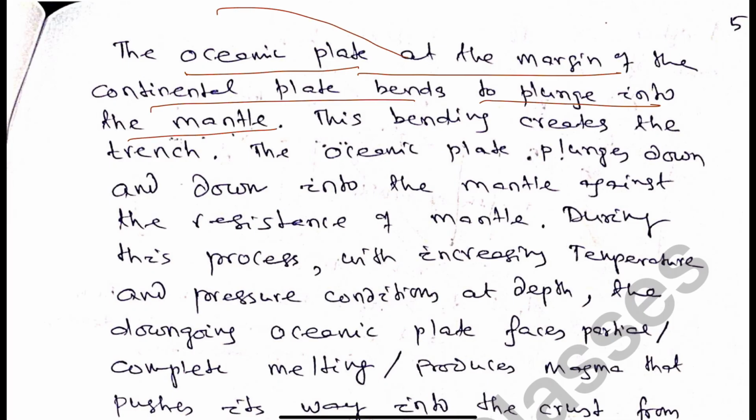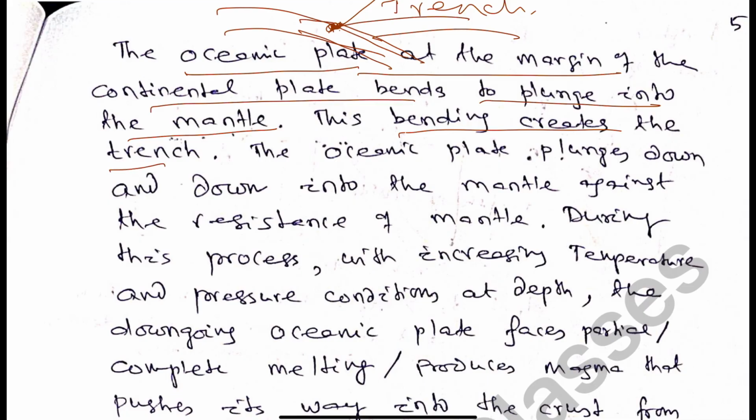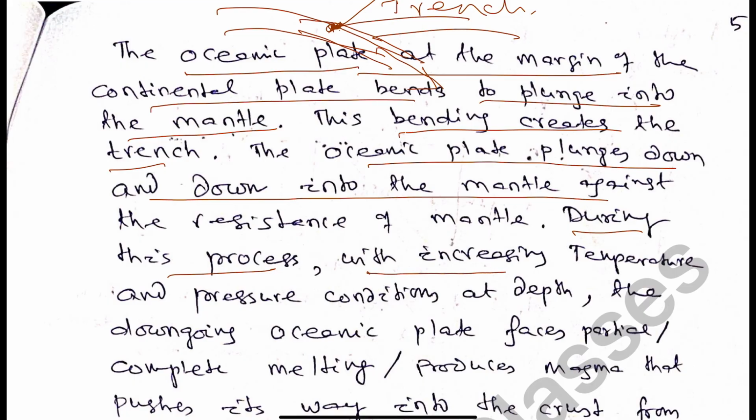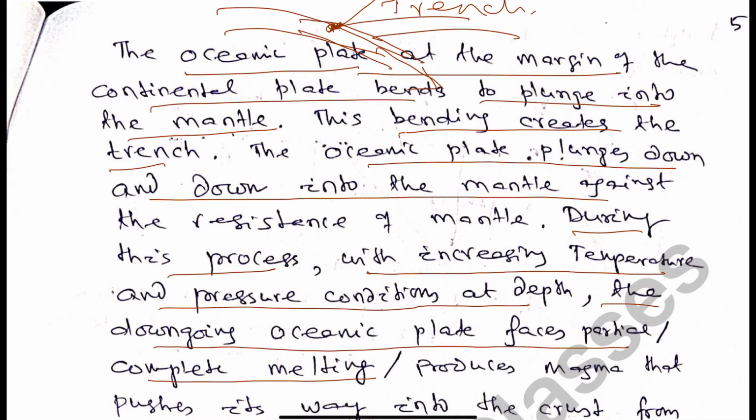During this bending it produces a trench. The trench is being created because of its bending below the continental plate. So the bending creates the trench. The oceanic plate plunges down and down into the mantle. During this process, with increasing temperature and pressure conditions at depth, the downgoing oceanic plate faces partial or complete melting.